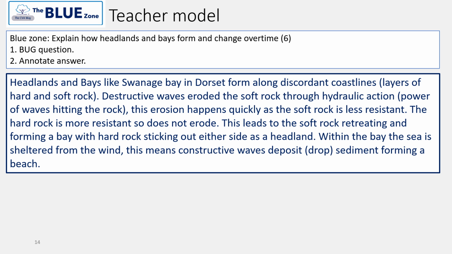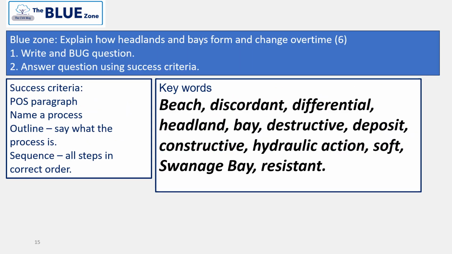This leads to the soft rock retreating and forming a bay, with the hard rock sticking out either side as the headland. And what we've done there is I've just given the sequence. I'm just giving the steps of how it happens. Within the bay, the sea is sheltered from the wind. This means constructive waves deposit, given a process, so I'm going to have to outline it, drop sediment forming a beach. What I would like you to do now, guys, is answer the question using the keywords and success criteria, and then rewind and mark it using the model answer there. Thank you. Bye bye.